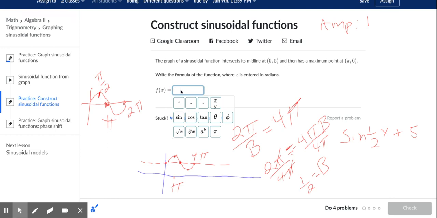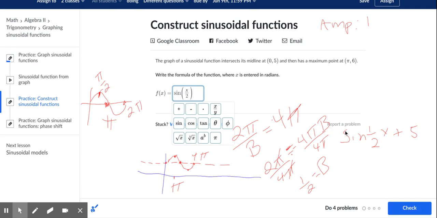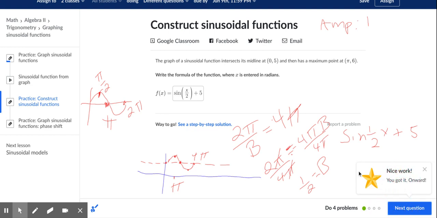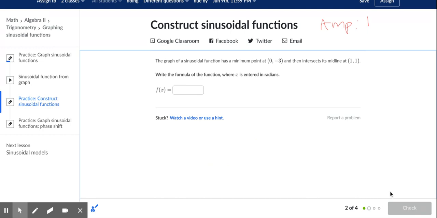And now I'm going to type it in. So sine of, I'm just going to do x over 2. I would generally write it 1 half x like this, but when I'm typing it in here, x over 2 is fine. I feel like it's less work. Plus 5. All right, so let's look at the next one and see if it's different.